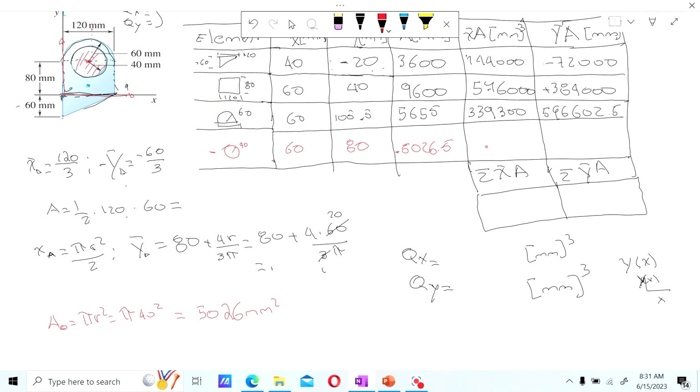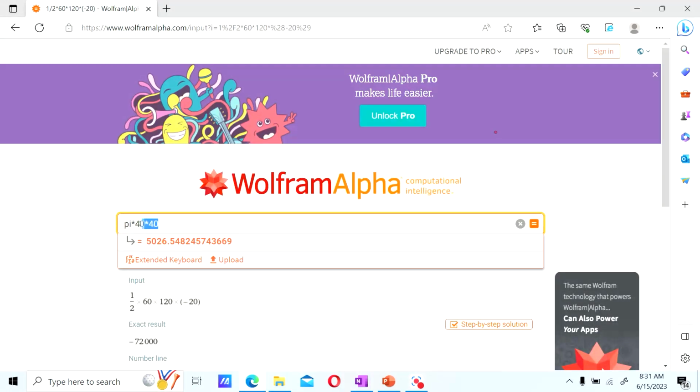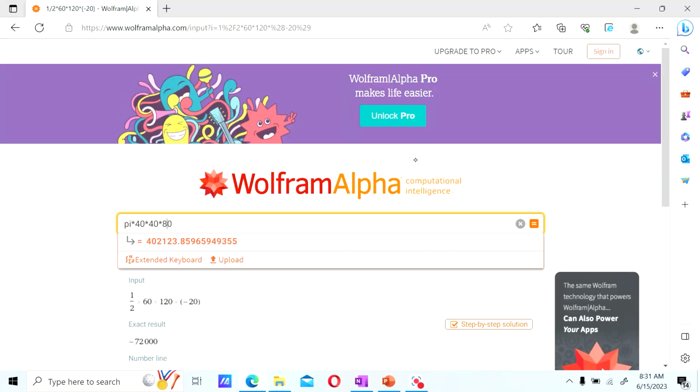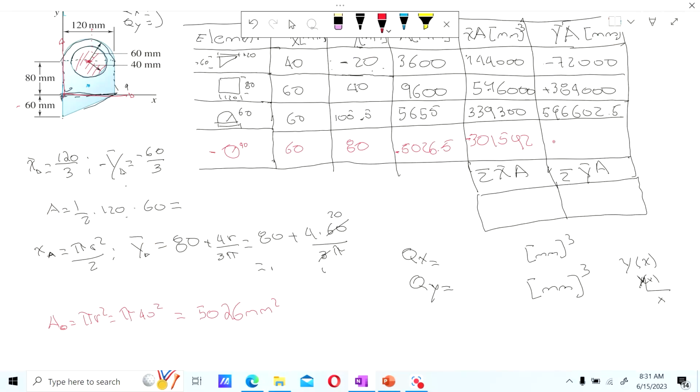So x times area is equal to that number times x, which is times 60, is 301,592. And this is minus, we're going to subtract that. And in y is that number times 80, so it's 402,123. All right. So we got the values to find the actual centroid of the body. What we have to do is do this computation.